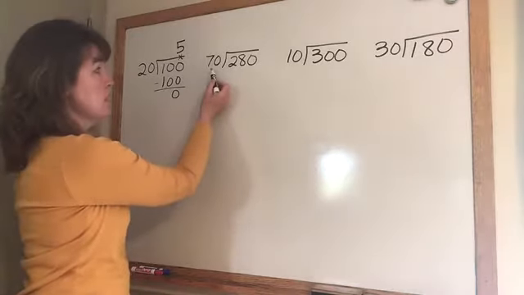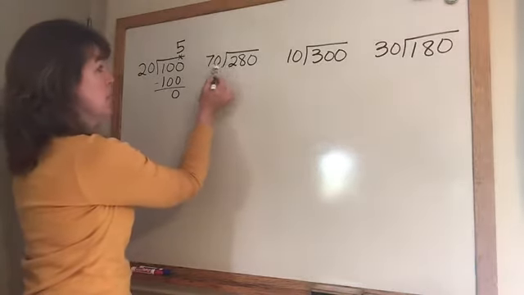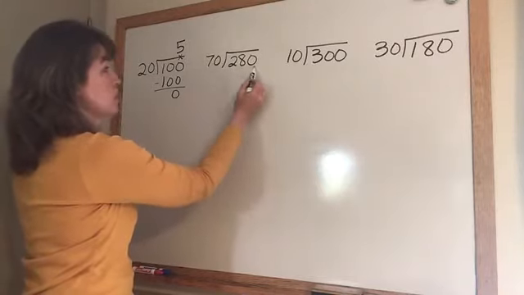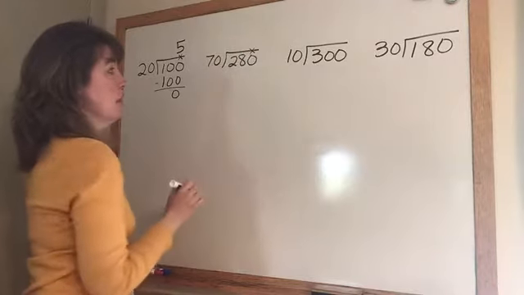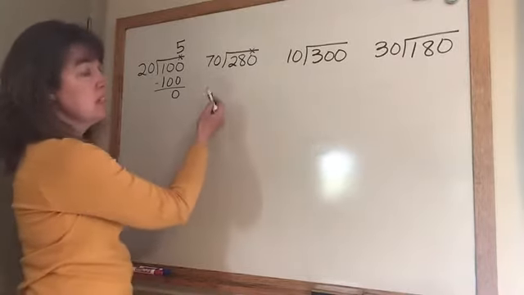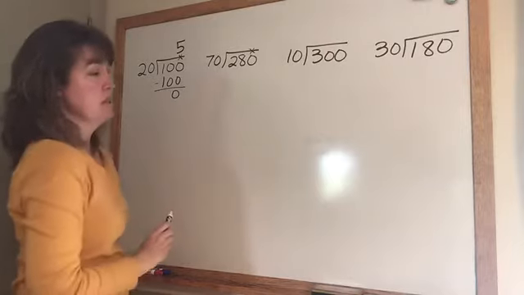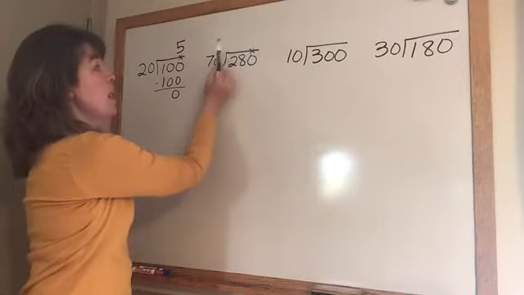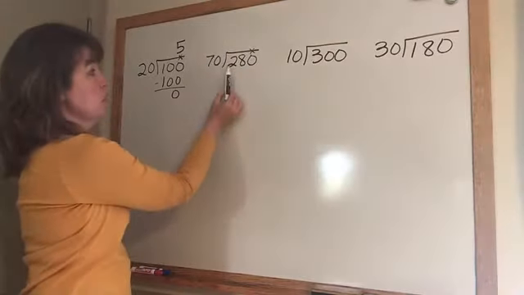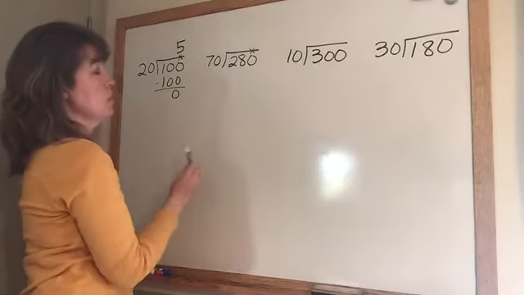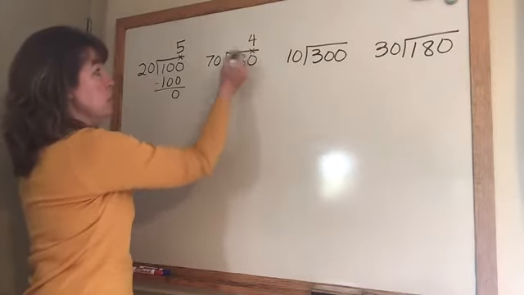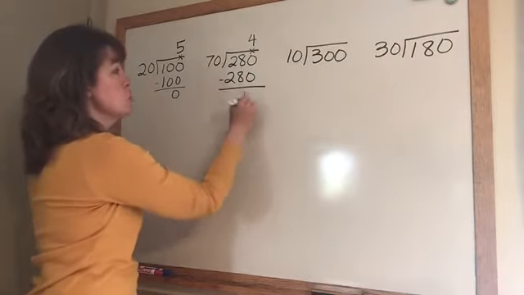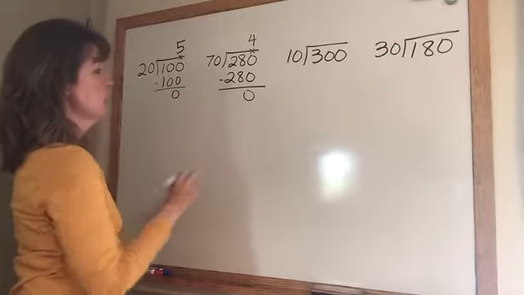Same thing here. 280 divided by 70. Can 70 go into 2? No. Can 70 go into 28? No. Can 70 go into 280? Yes. So put your little X right there. Now, we don't know our 70 times tables, but we do know our 7 times tables. So we can imagine that this 0 is gone and this 0 is gone. So now we have 28 divided by 7, which is 4. 4 times 70 is 280, with 0 remainder.